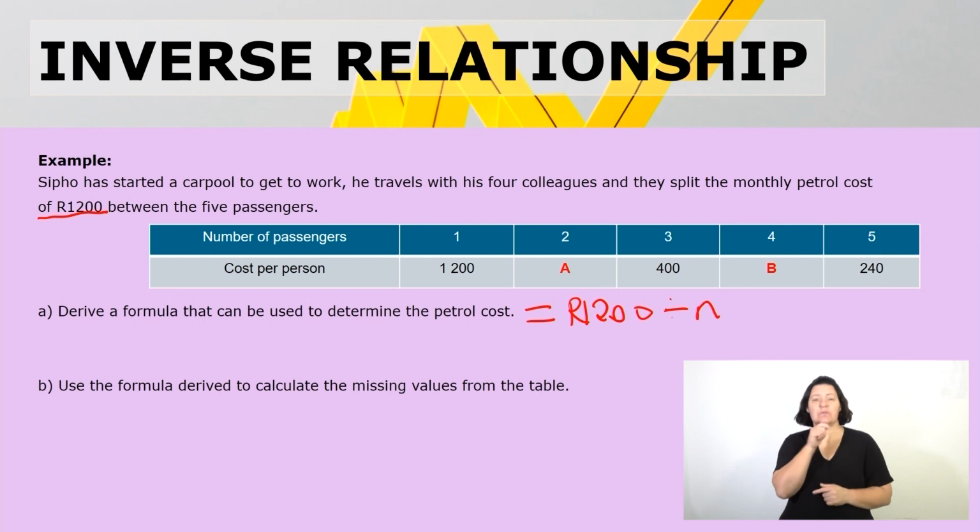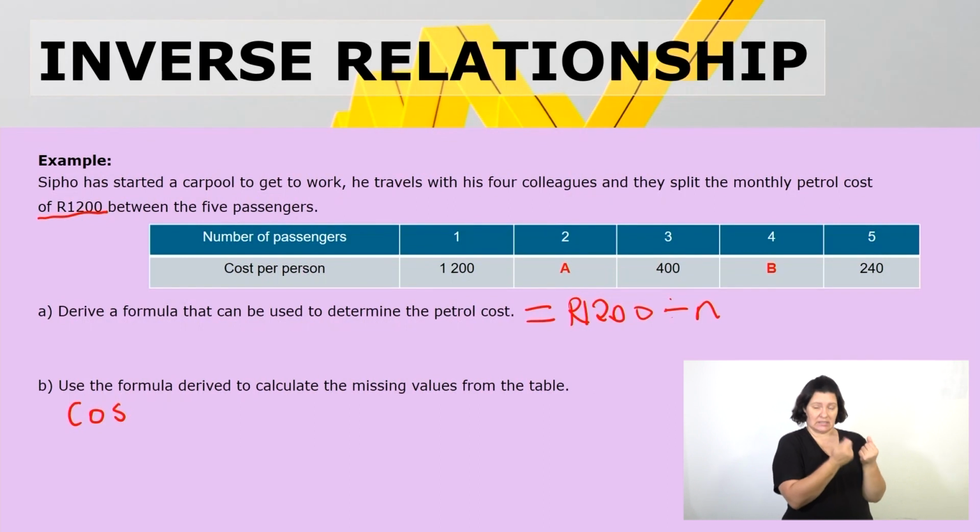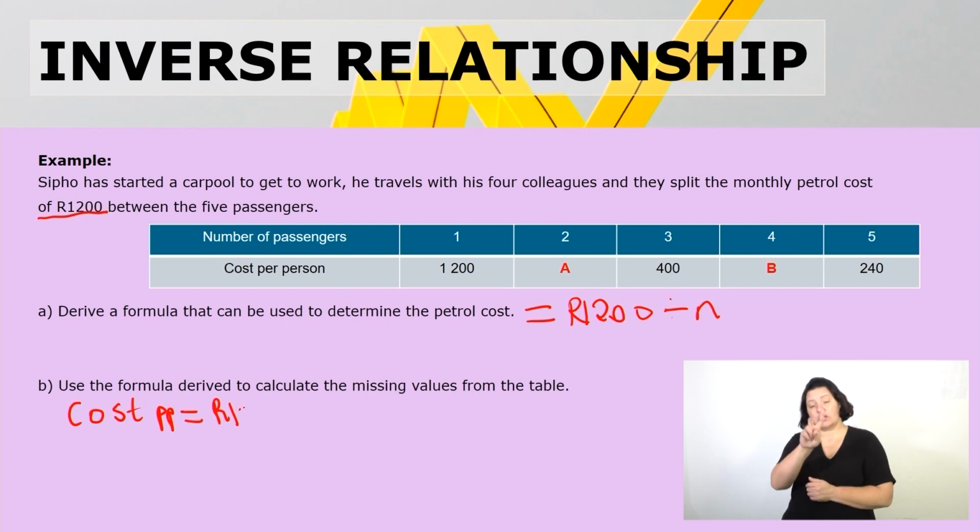Use the formula derived to calculate the missing values from the table. Our missing values are under the section of cost per person. So it's easy, this one, guys. You just substitute straight into the formula. So remember, our formula is cost per person, where PP simply means per person. This will be equal to 1,200 divided by the number of people.